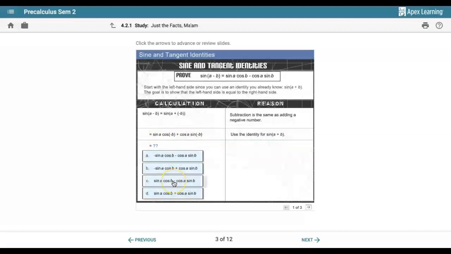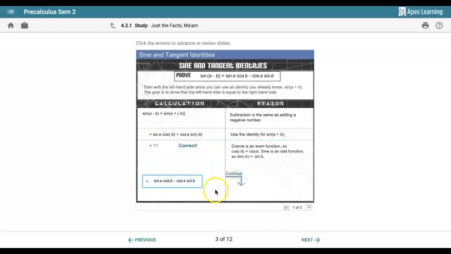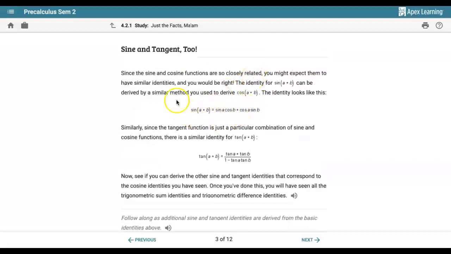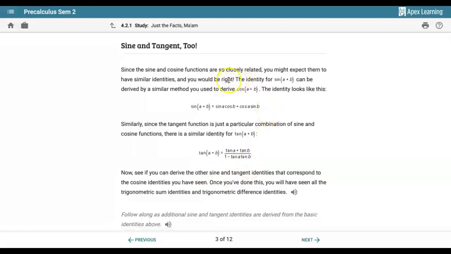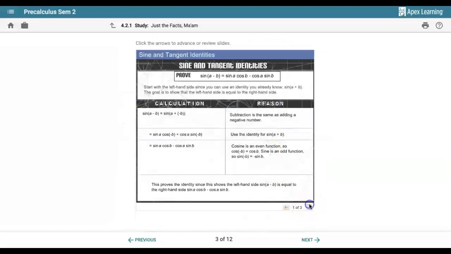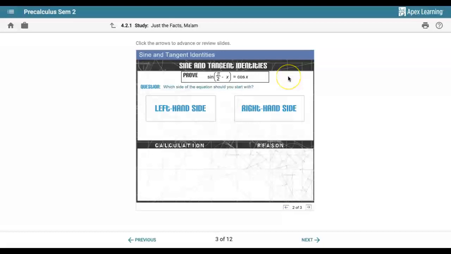So we're going to look for that there, again because cosine is even and sine is an odd function. Therefore, once we've gotten to that point, we have just proven this new identity. Again, we did skip over how we got this proof, because, like it says here, you can derive it by a similar method to what we used to derive cosine of A plus B, just for the sake of time.